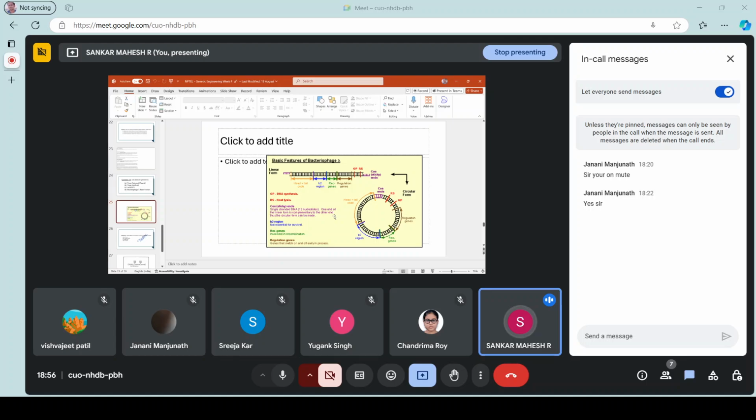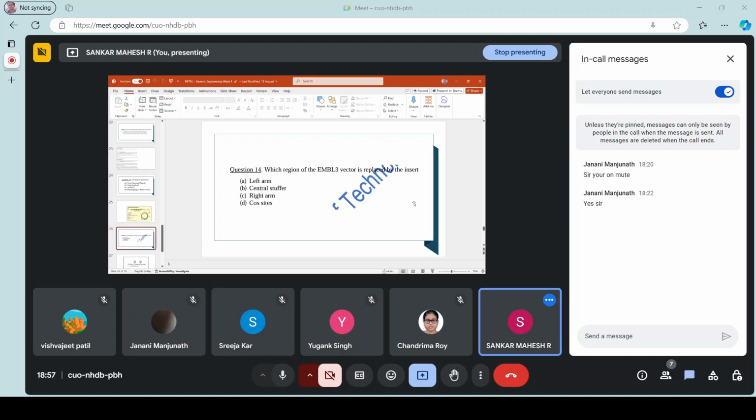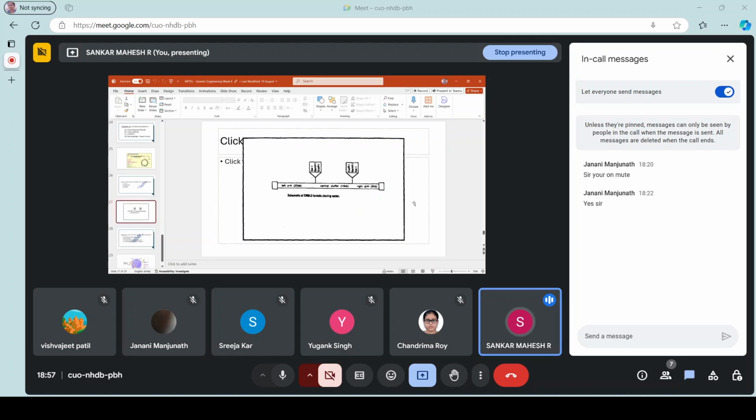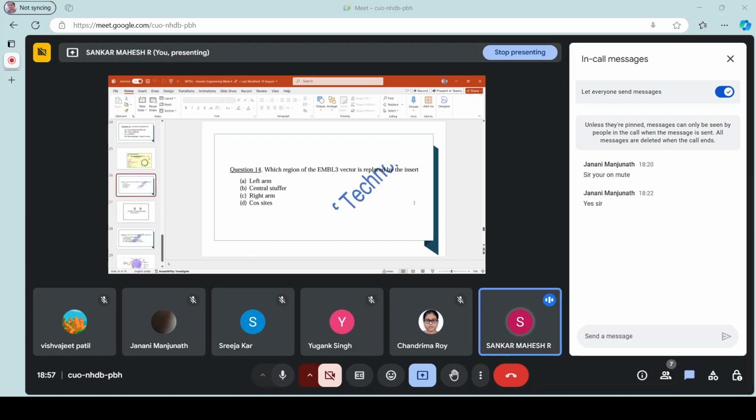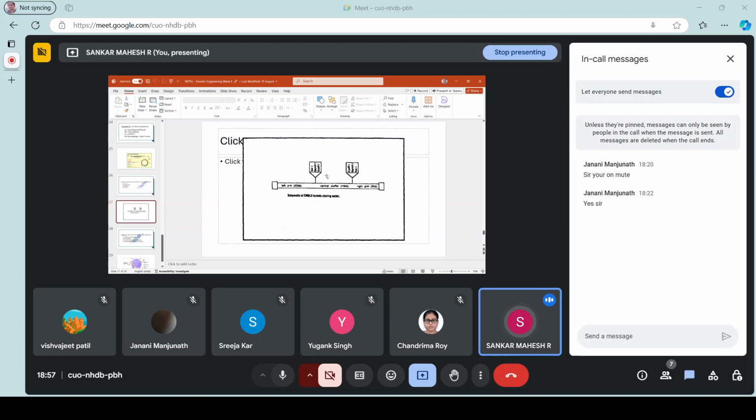Then we looked at the bacteriophage lambda and how it has sticky ends that help it attain a circular form. We also looked at other specific vectors like the EMBL3 vector, where you have a central stuffer region between your right arm and the left arm, which will be replaced with your gene of interest.